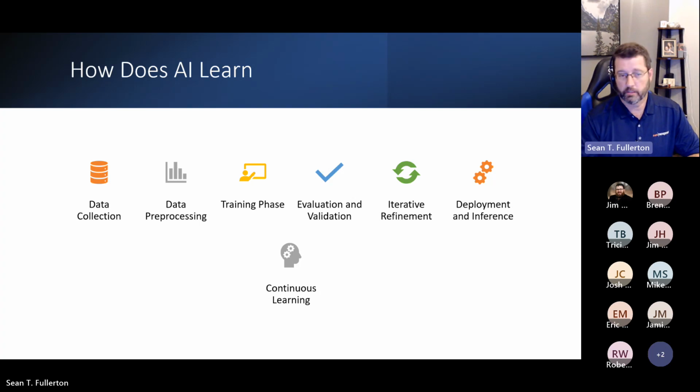And once it's got through all that process, and there are people involved in all of those steps, the deployment and the inference has to happen. Once it's been trained and validated, it can be deployed for real-world applications. There's all kinds, and we're going to talk about some of those different applications. It takes new input data, processes it, and provides predictions, recommendations, or decisions based on what it's learned.